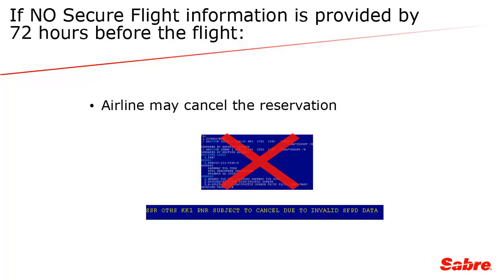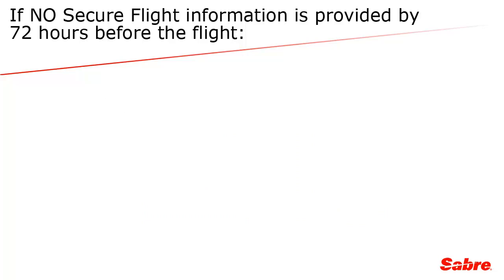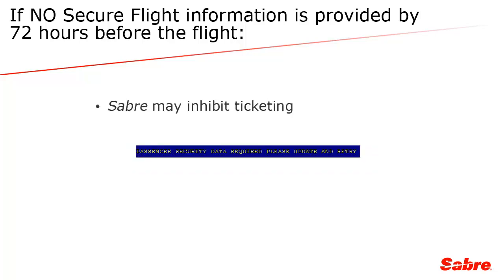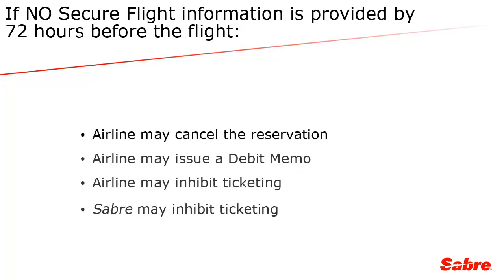Secure Flight information should be added in the applicable PNR 72 hours before departure. If this information is not present, the airline may cancel the reservation. Some airlines have noted they will advise the agent in advance prior to cancellation, most likely using a special service request. There is a possibility that the airline may issue a debit memo. The airline may inhibit ticketing. Sabre may inhibit ticketing.